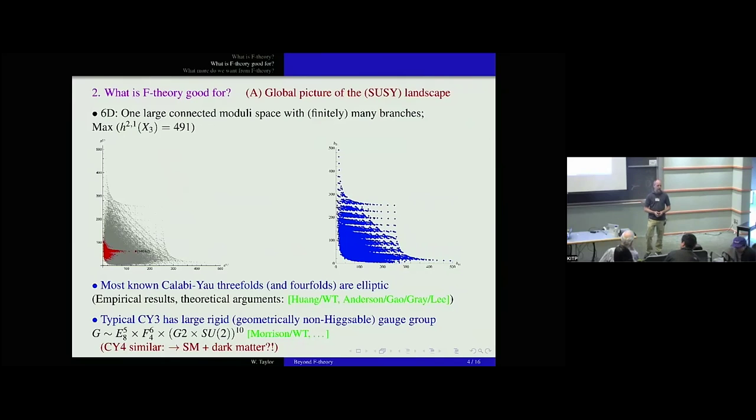Yeah, the quintic doesn't have enough h11. Anything with h11 equals 1 can't be elliptically fibered, because if it's elliptically fibered, it has h11 of the base plus the fiber. I don't know offhand of any with a simple argument. Lara, James, Dave, do any of you have an example that you can prove is not elliptically fibered?